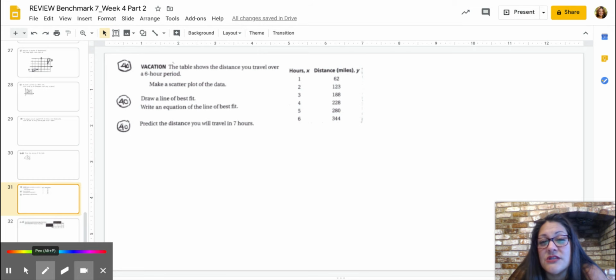So this chart here has that you're traveling for 6 hours, and it's a scatter plot. And what that means is that each of these points is not going to be on your linear equation. It's not going to be on the line, but you're going to find that line of best fit. And it really just finds an overall average for your rate of change. And from that, then you can figure out and predict how far you'll travel in 7 hours.